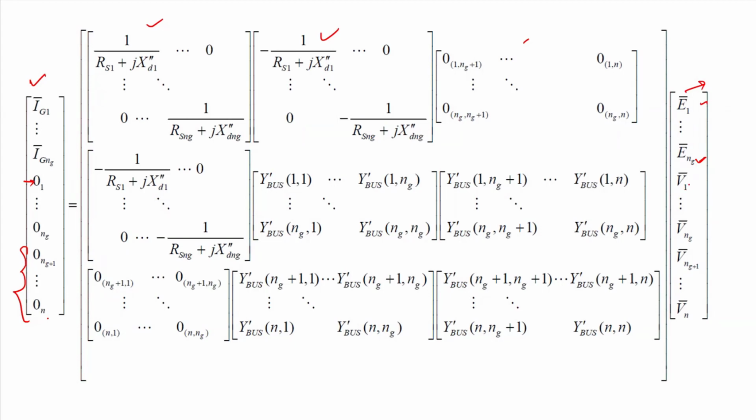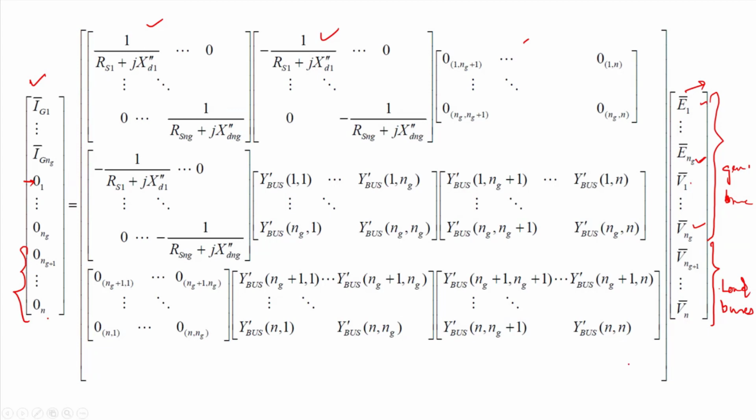Then, for the same generators, another set of equations considers V1 to VNg, right? So these are E1 to ENg and V1 to VNg. These are for the generators and generator buses. And this part, from VNg plus 1 to VN, is for the load buses, okay.